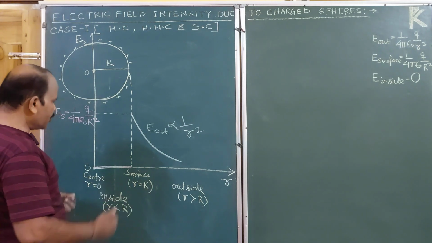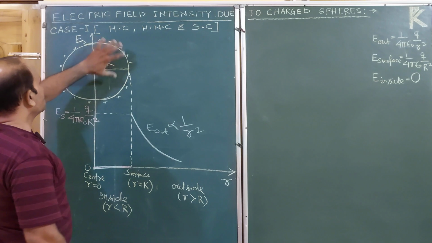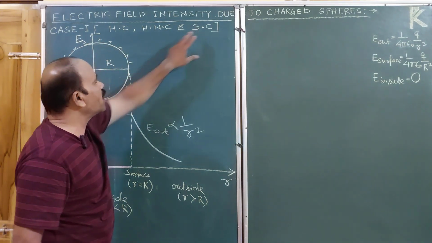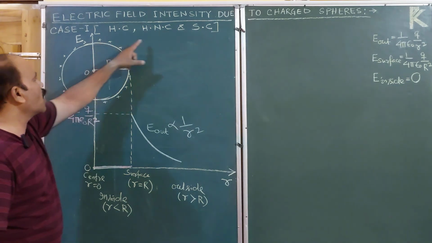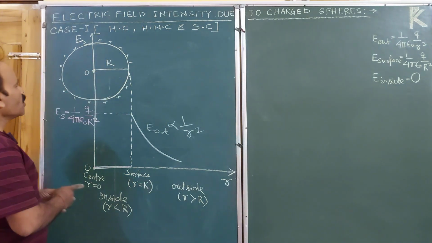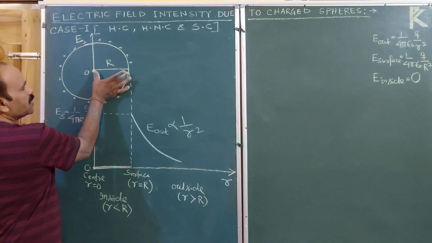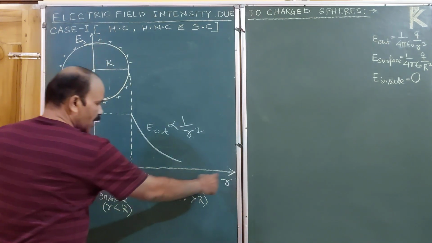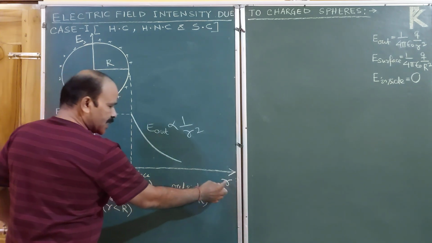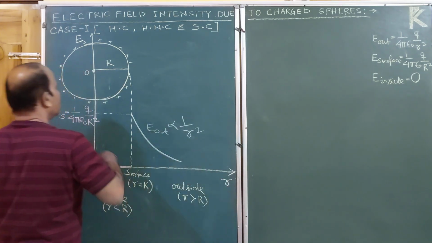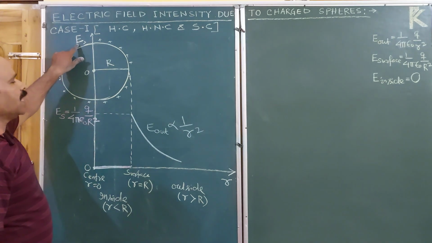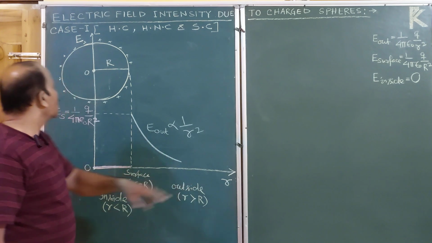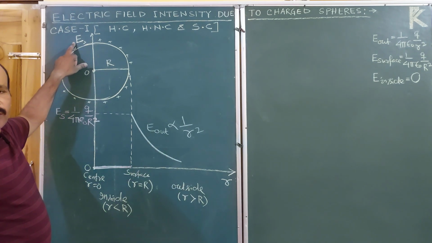So let me repeat a little bit. This is the sphere which may be hollow non-conducting, hollow conducting, or solid conducting, any one of these three types. This is the center and this is the radius. Charge resides on the surface. On the x-axis I have chosen the distance r, and on the y-axis I have taken electric field intensity, and we have plotted a graph between r, the distance, versus electric field intensity E.